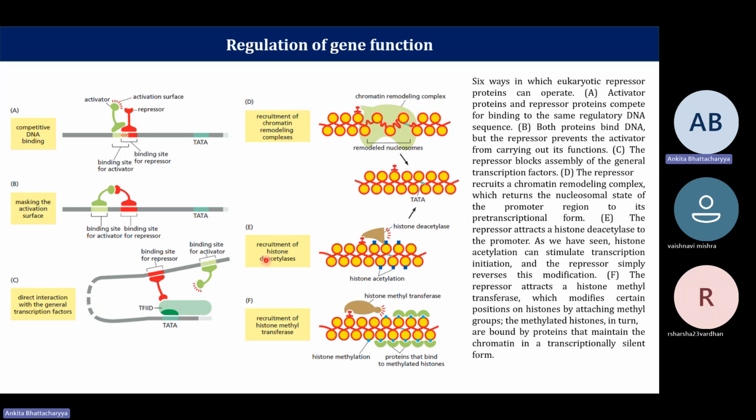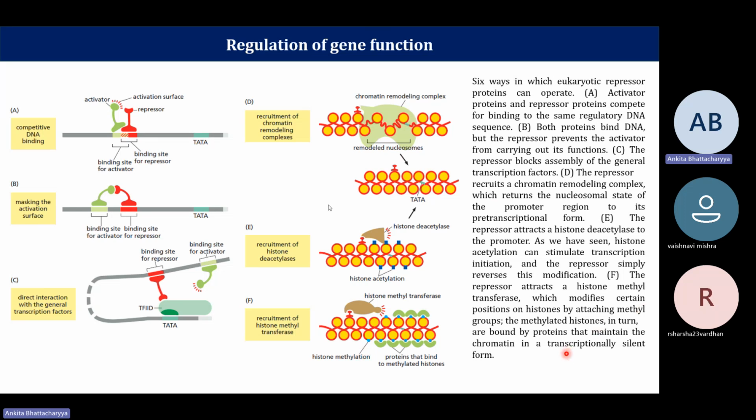Recruitment of histone deacetylases can come in. Deacetylases, as the name suggests, remove the acetyl group from histones, and that inhibits or mitigates the expression of the bound DNA. Recruitment of histone methyltransferases. So HMTs basically add the methyl group, which you can see in this green colored cap. These are proteins that bind to methylated histones, and as a result, in those regions, transcription cannot be activated, and therefore gene expression is significantly quenched.